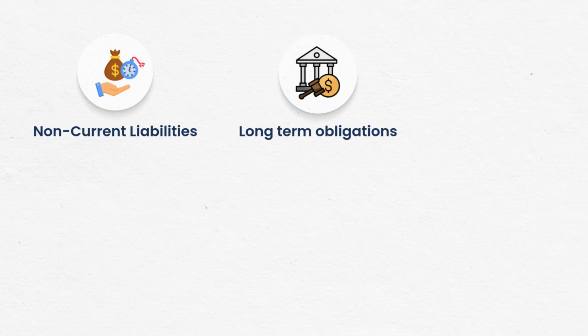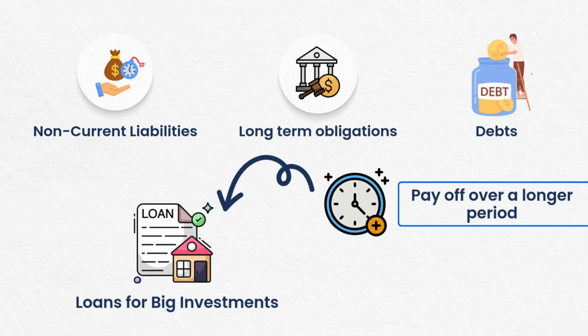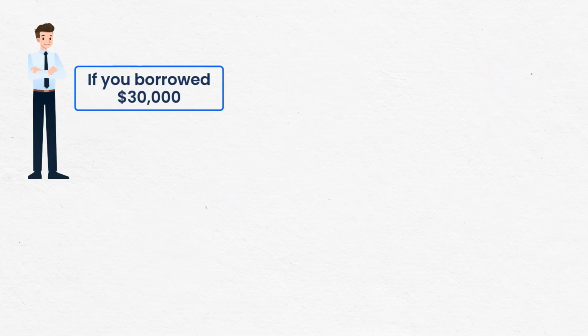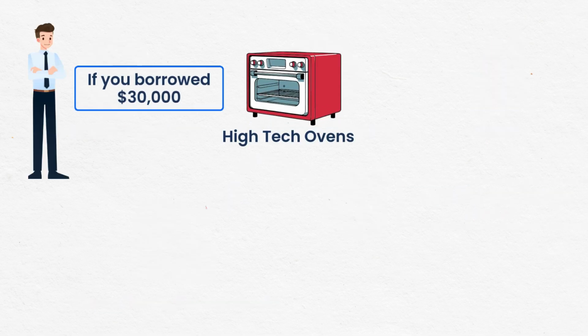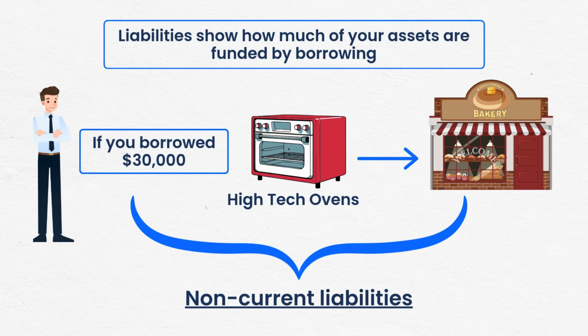On the other hand, non-current liabilities are long-term obligations. These are debts you will pay off over a longer period, like loans for big investments. If you borrowed $30,000 to buy those high-tech ovens for your bakery, that would fall under non-current liabilities. Liabilities show how much of your assets are funded by borrowing.